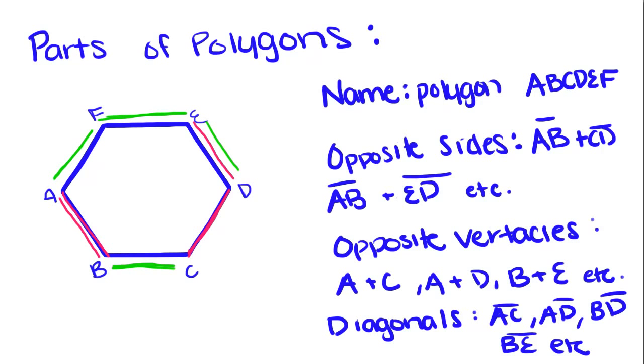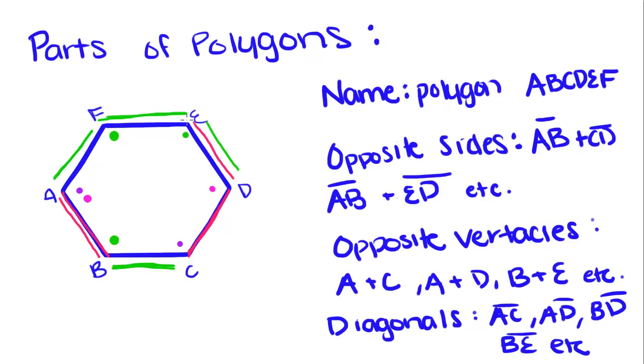Opposite vertices are just that, they're exactly opposite one another. So A is opposite C, D is opposite A, B and E, B and F. And diagonals are the lines that you can draw across opposite vertices.